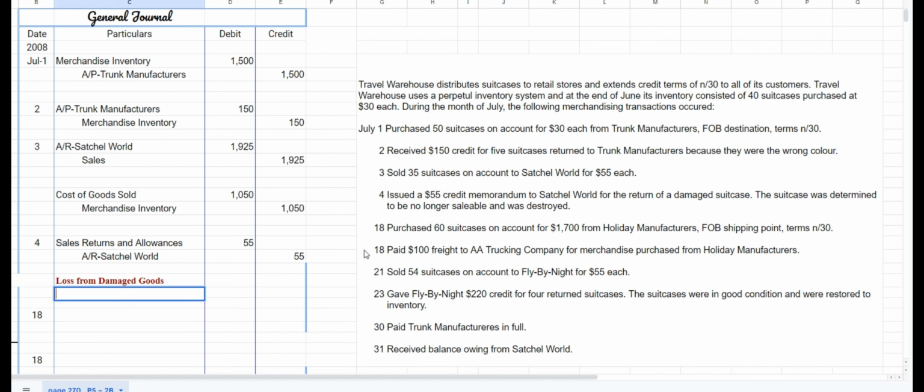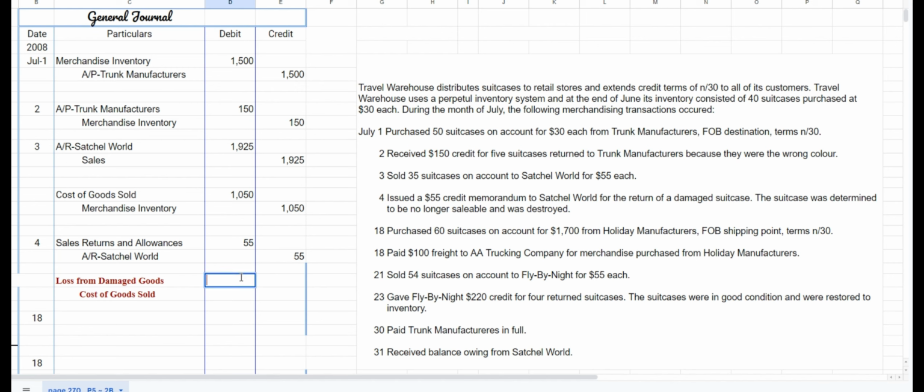And the credit account is going to be cost of goods sold. Because usually it's merchandise inventory, because you're returning it, so you're getting it, and then you credit cost of goods sold. But in this case, it's just going to be loss from damaged goods and then cost of goods sold.